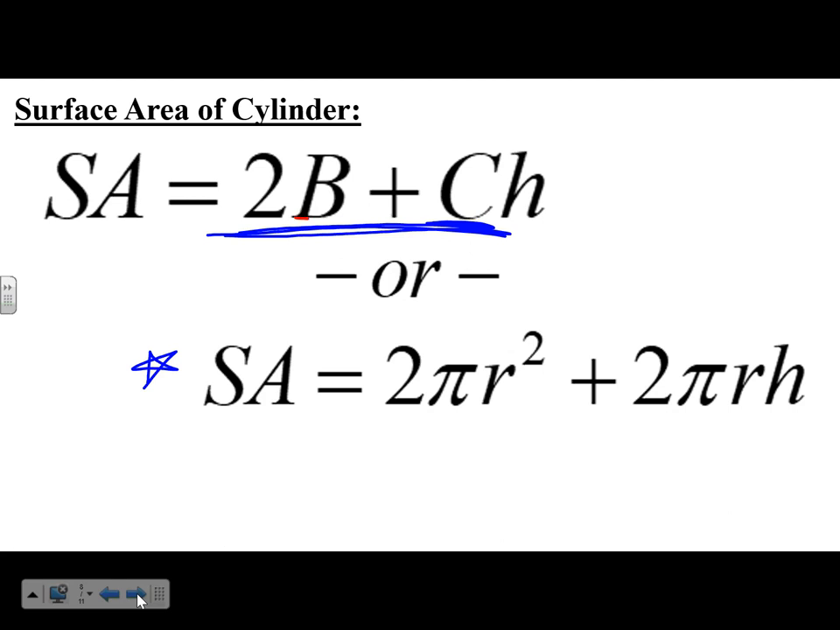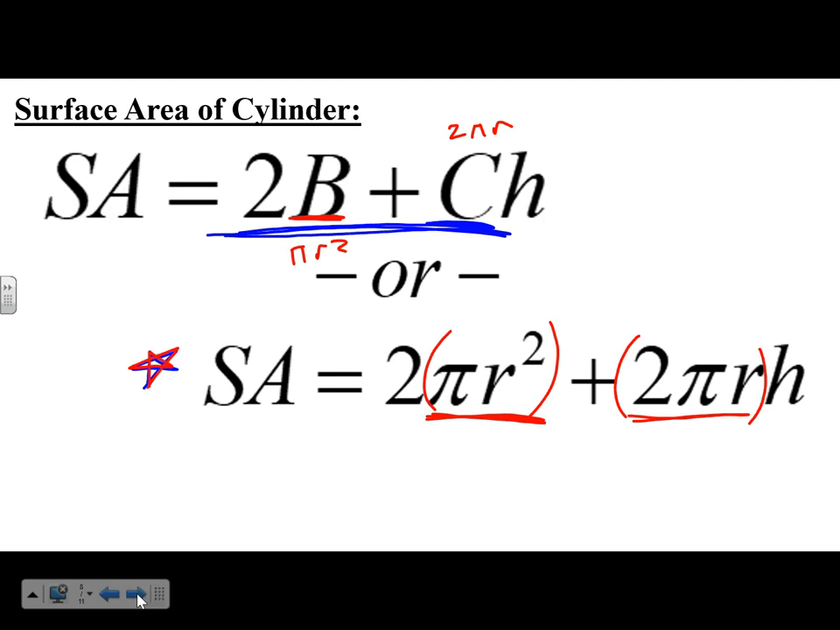So the base area, well, the area of a circle is pi r squared. So that's what they put here, pi r squared. And then the circumference is 2 times pi times r, so that's just 2 pi r. So again, they just plug numbers into that. So this is actually going to be the quicker one to use.